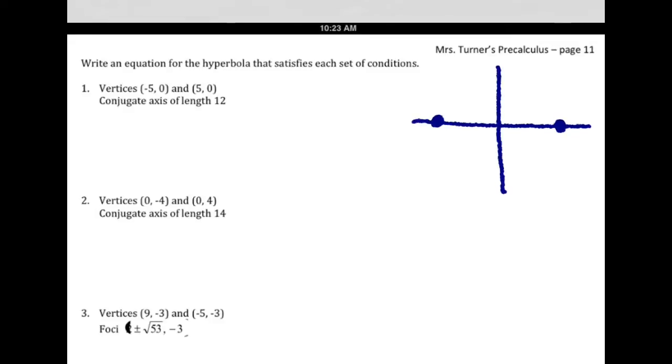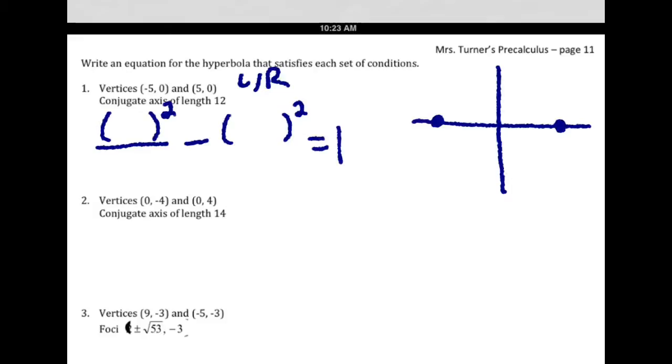Now, if those are the vertices, that tells me immediately that it's going to be a left-right hyperbola. So let's get some information from that left-right hyperbola. If we come over here and outline our equation, remember there's got to be a minus in between. These are both squared. The right side has to be 1. It's pretty easy to know that if it's a left-right, my x term has to come first. So we have an x there and a y there.